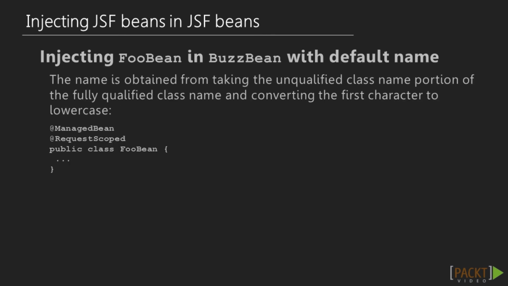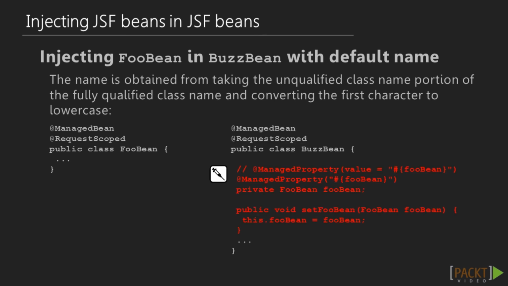So, a JSF managed bean can be injected into another JSF managed bean by using the managed property annotation. For example, let's suppose that we have a managed bean named fooBean. Now let's suppose that we want to have access to these bean properties from another bean named buzzBean. For this, we can use the managed property annotation as shown in the following highlighted code.